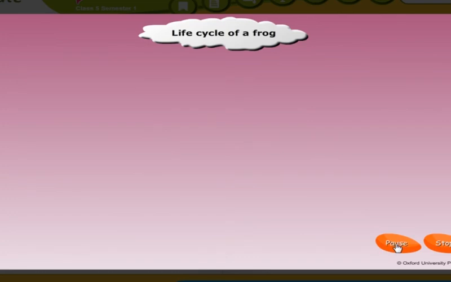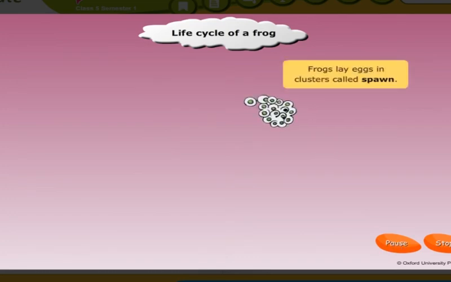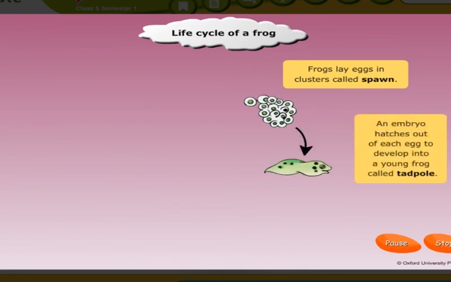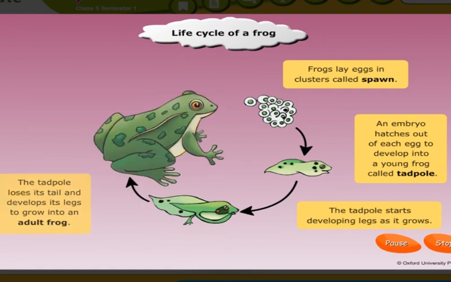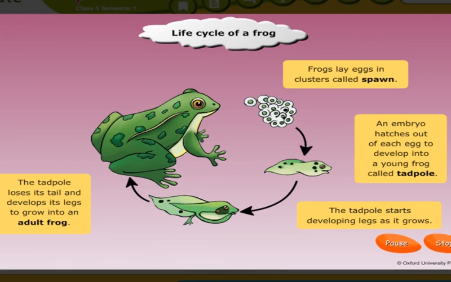Life cycle of a frog. Frogs lay eggs in clusters called spawn. An embryo hatches out of each egg to develop into a young frog called tadpole. The tadpole starts developing legs as it grows. The tadpole loses its tail and develops its legs to grow into an adult frog.